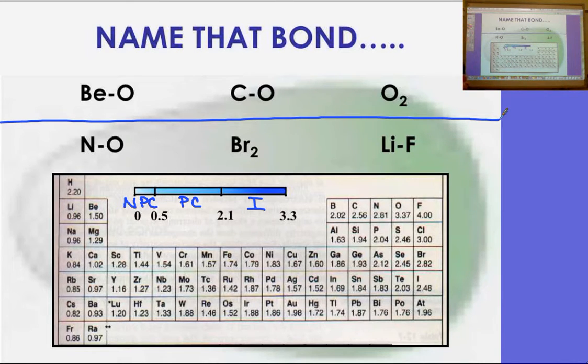I'm going to do the bottom three. Nitrogen and oxygen. I'm going to look up their numbers. Nitrogen right here is 2.81, and oxygen is 3.37. Now, you're going to subtract them in such a way that you always get a positive number. So 3.37 minus 2.81, where's that going to fall in my category? That's going to be a polar covalent bond.